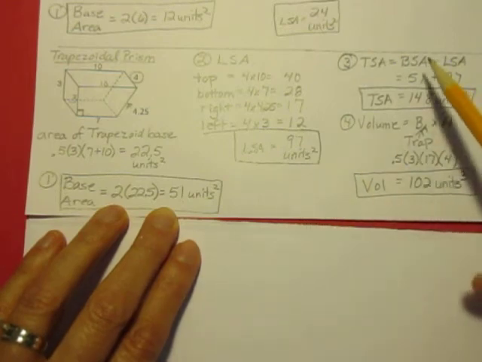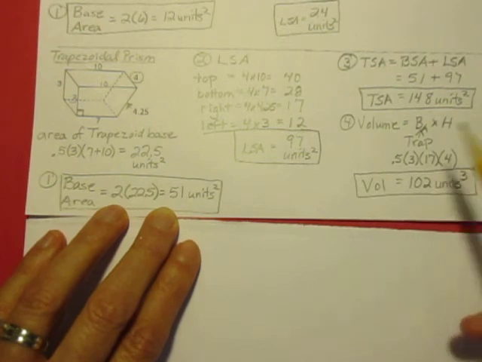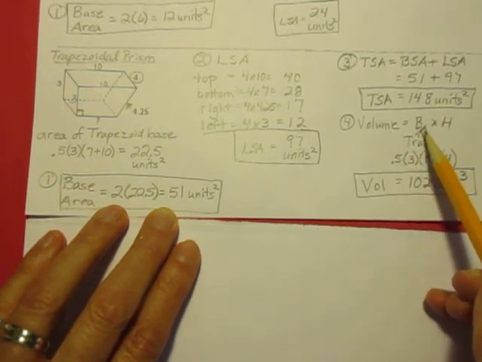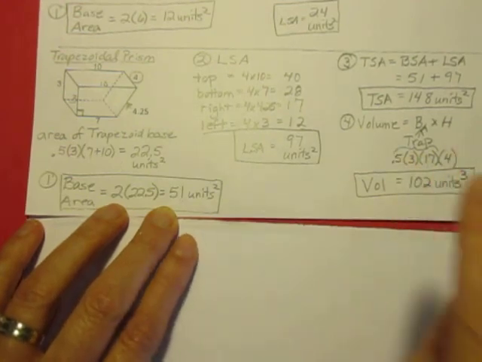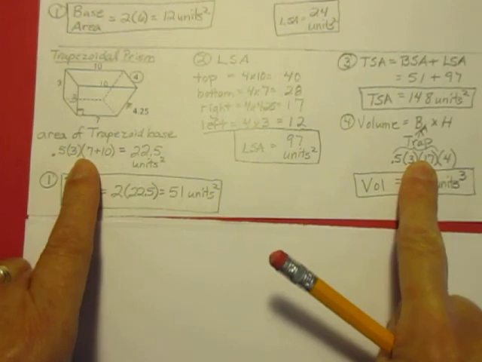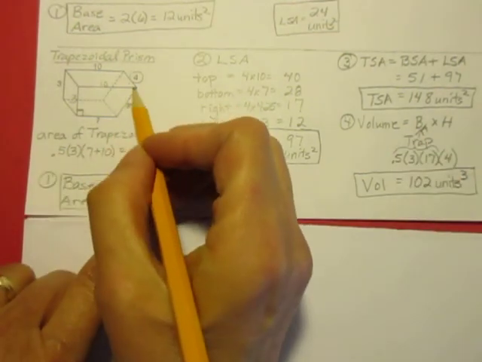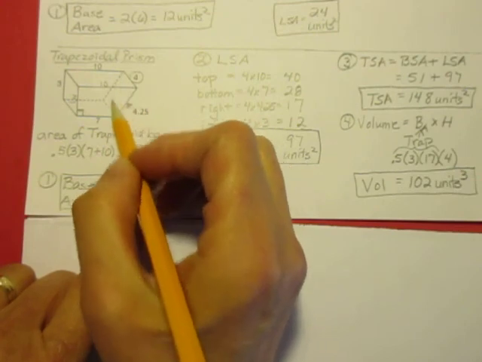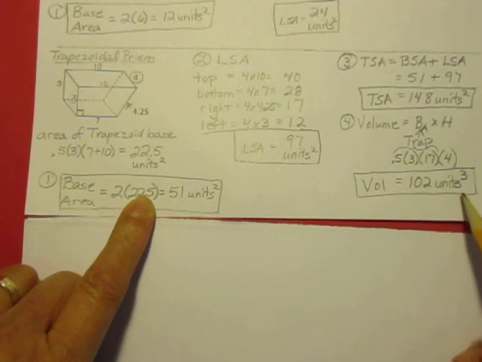Our total surface area is the sum of the base areas plus the lateral surface area. Plug that in. We had a total surface area of 148 units squared. Our volume, again, that's 3-dimensional volume, that trapezoid. This part comes from the formula for trapezoid, so we use that here and here. But this time we're multiplying by the 3-dimensional height, which, again, the 3-dimensional height connects the 2 bases. And that comes out to have a volume of 102 units cubed.